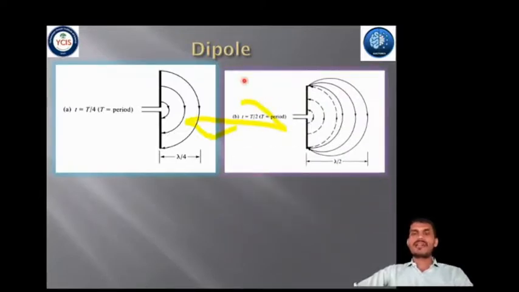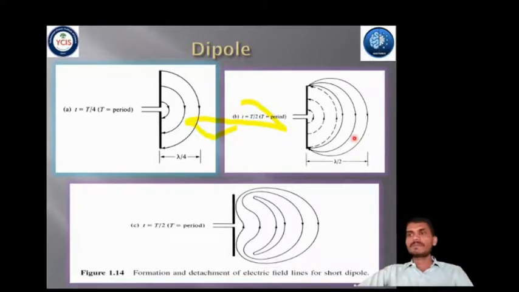The first 3 half cycles are directed upward, the second 3 half cycles are directed downward. The end result is these 3 lines of force pointed upward, that is the first lambda by 4 distance, and the second pointed downward, that is the second lambda by 4. Since there is no net charge on the antenna, the lines of force must have been forced to detach themselves from the conductor and to unite together to form closed loops. And this can be shown in figure 1.14.